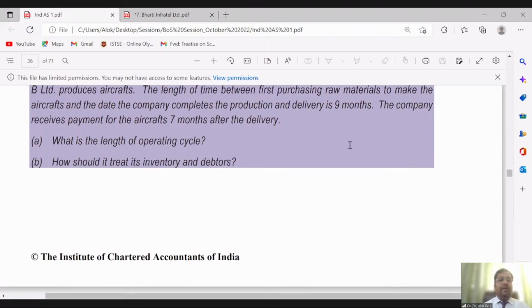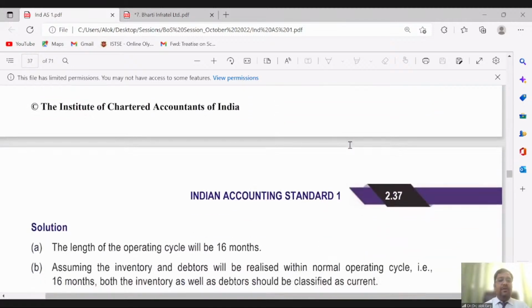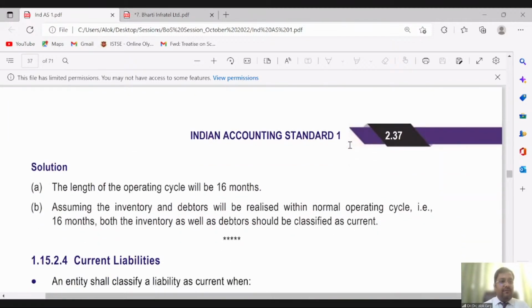And the inventory holding period is roughly 9 months. So how should it treat inventory and debtors? Of course, if the operating cycle is 16 months, the inventory and debtors are realized within 16 months. So of course, it has to be classified as a current asset, right? As a current asset.